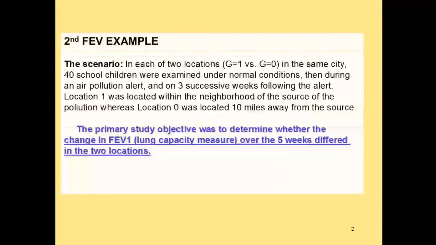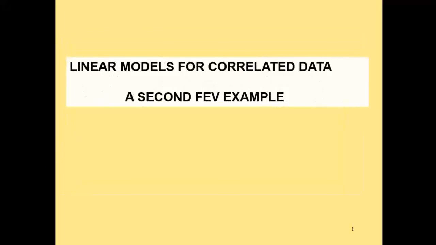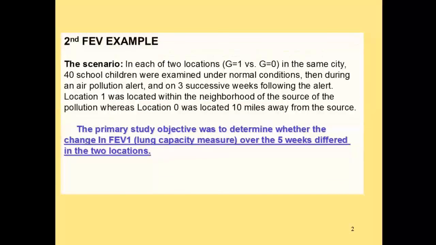Okay, so this is a second FEV example. Now remember what the FEV example was. There was a certain place where there were 40 kids, and they had 5 weeks of observations of their FEV scores. You wanted to see whether the FEV changed over the 5 weeks. Now here's the issue. In this second example, there are 2 locations, not one location. In the previous FEV example, we only had one place.